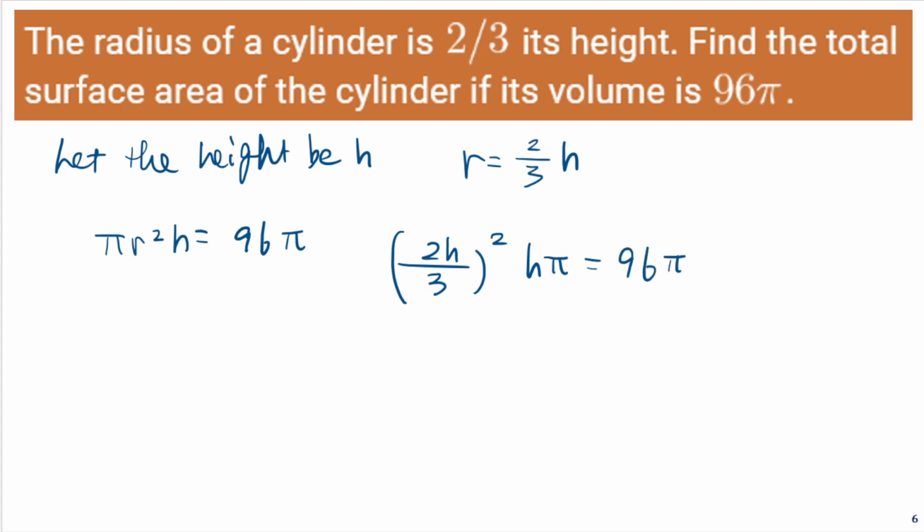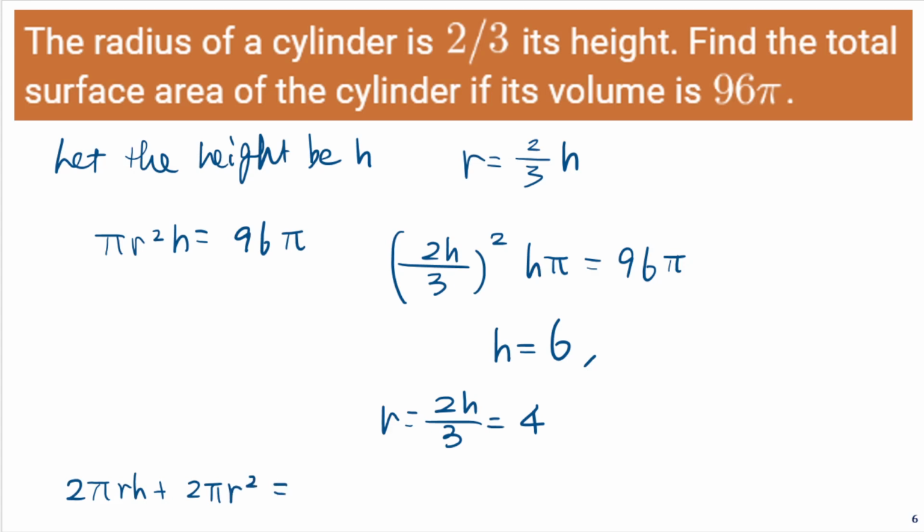Of course, we can solve this equation for h, which means h equals 6. Therefore, r equals 2h over 3, which is 4. Now we can find our total surface area, which is 2 pi rh plus 2 pi r squared. And this gives us 48 pi plus 32 pi, which gives us 80 pi in total. Any questions?